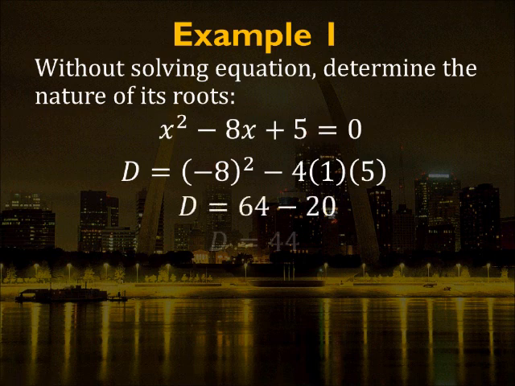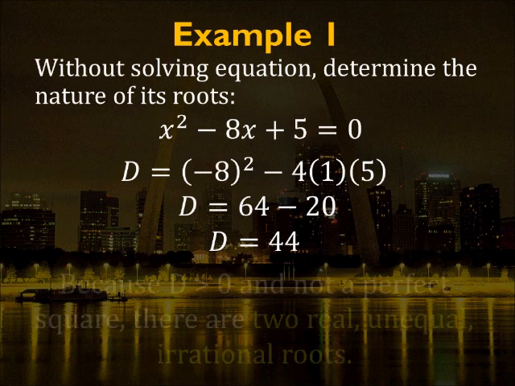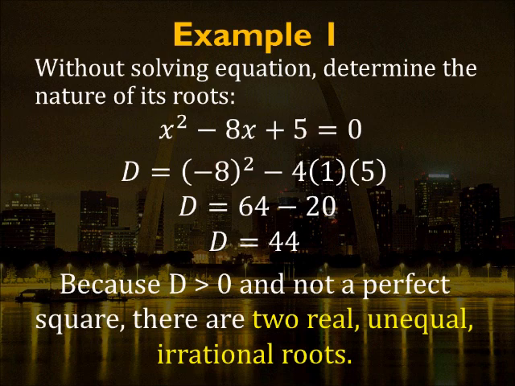So you have 64 minus 20, and so your discriminant is positive. Since it's positive and it's not a perfect square, then you have two real, unequal, irrational roots. And you will not get rational roots because you don't have a perfect square. So, positive discriminant, two real unequal roots. That's the nature of the roots for number 1 on page 318. And they're irrational based on the test for rational roots. You have integral coefficients and you do not have a perfect square. So therefore you do not have rational roots.